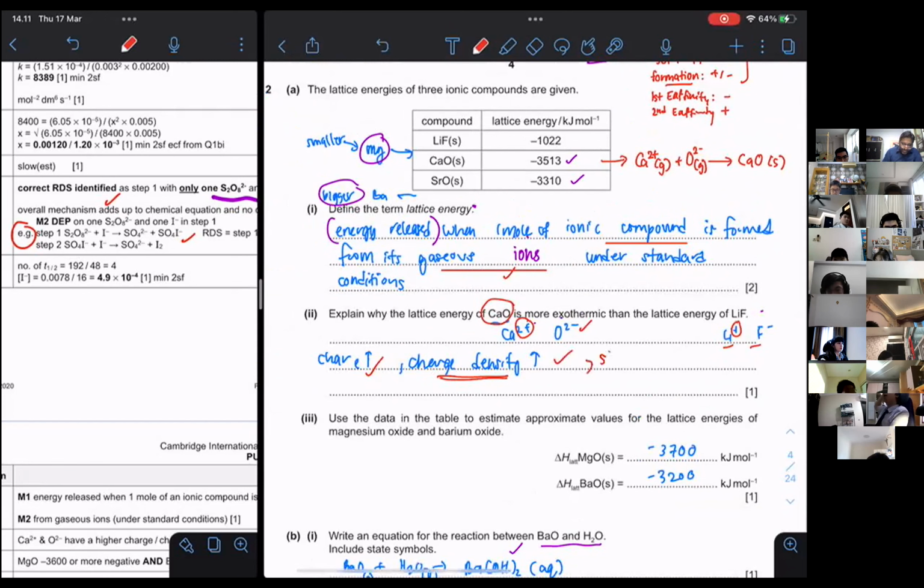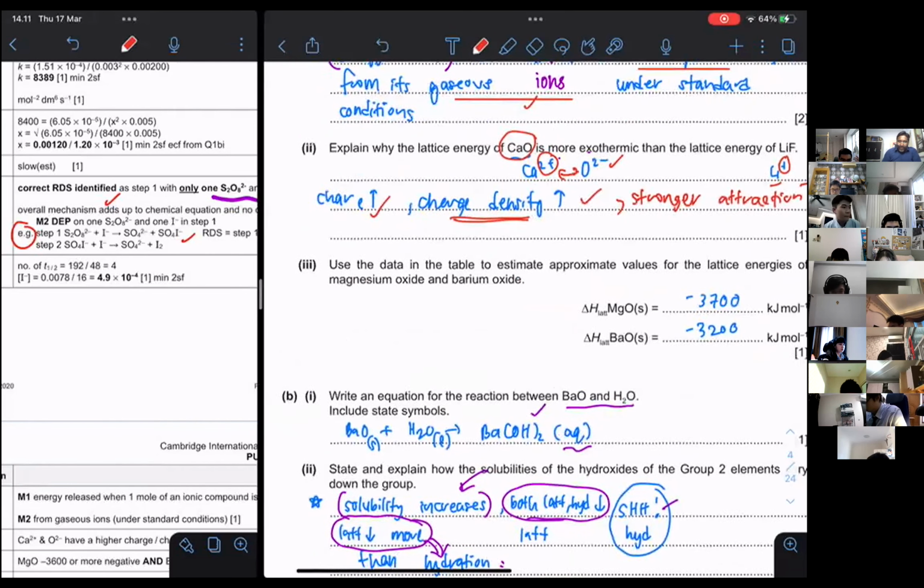You just need to write down stronger attraction between these ions compared to Li plus and F minus. Therefore, they are going to release more energy when they form the bond. So I hope you understand this.